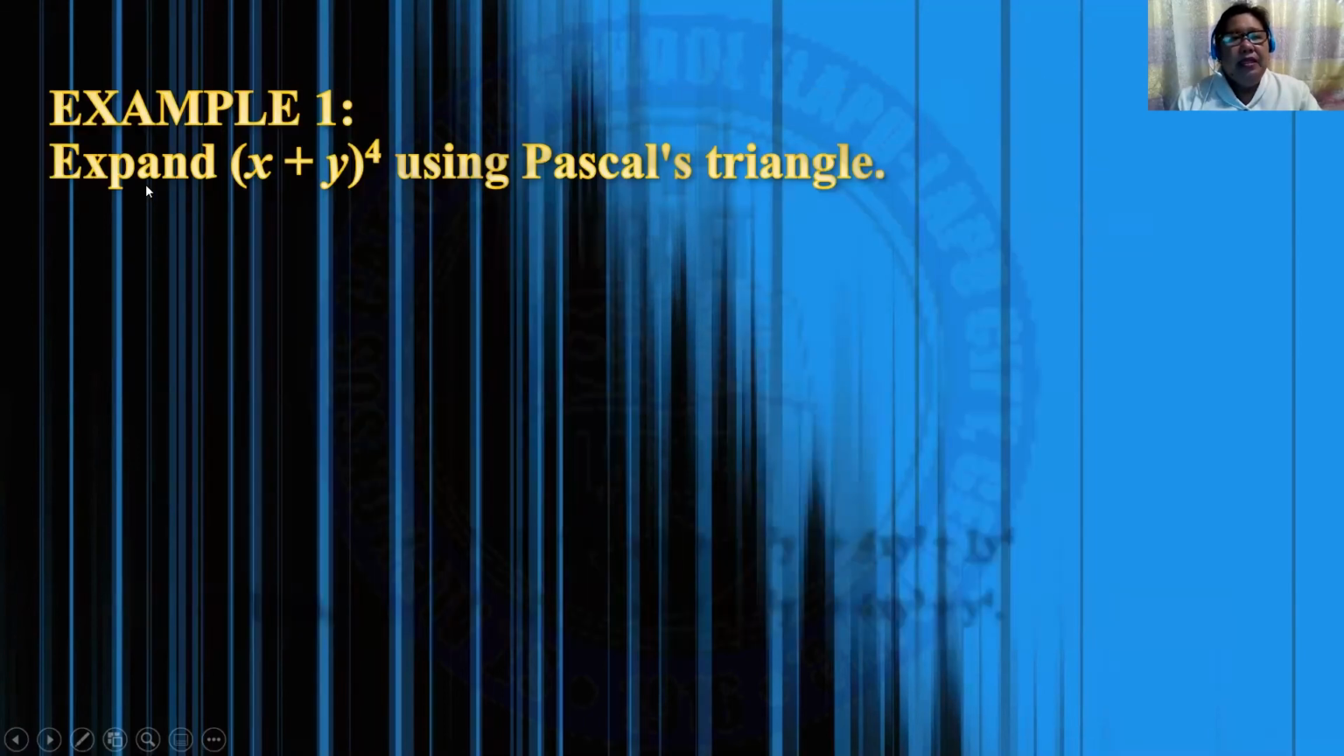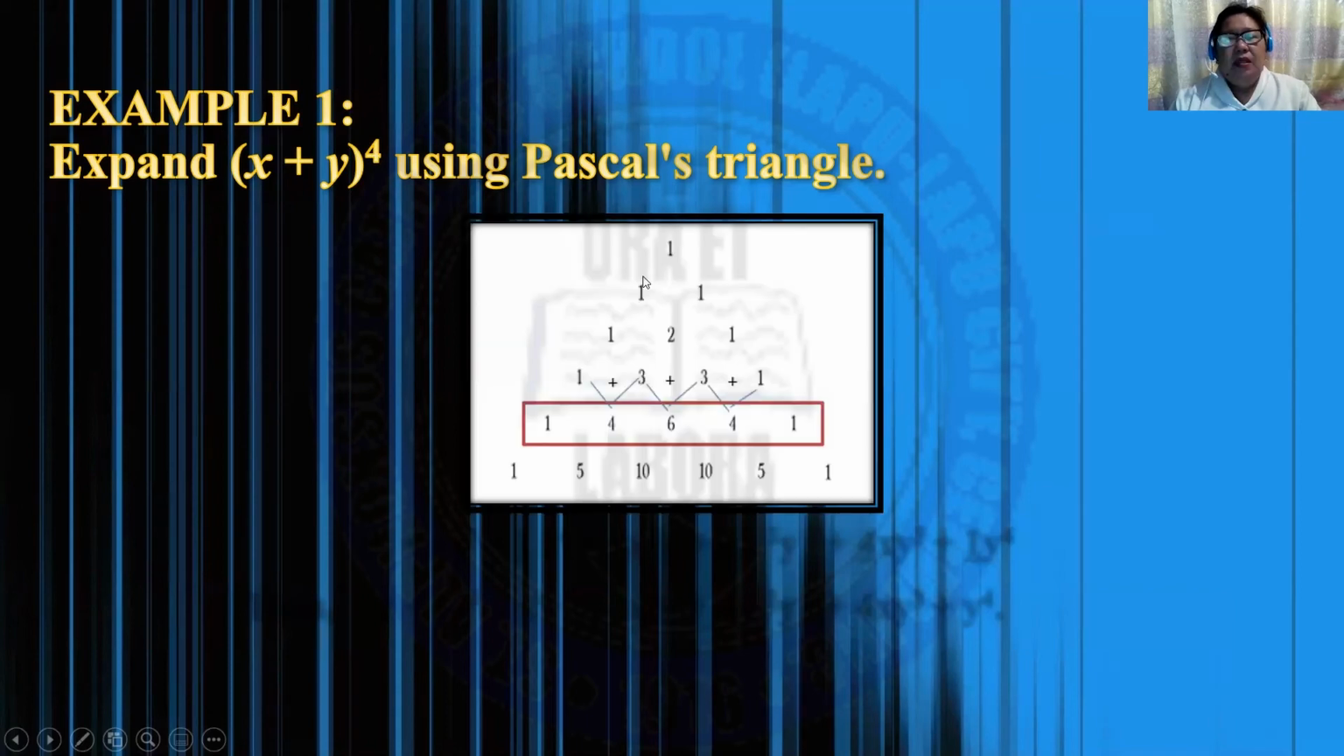Another example, expand the quantity x plus y raised to 4 using Pascal triangle. So using the Pascal triangle, you have this part. Exponent is 4. You add 1 and 3. So it's 4. 3 plus 3, 6. 3 plus 1 is 4. So since the exponent is 4, there are 5 terms. Let us try to find out. 1, 2, 3, 4, 5. 5 numerical coefficients for the 5 terms.